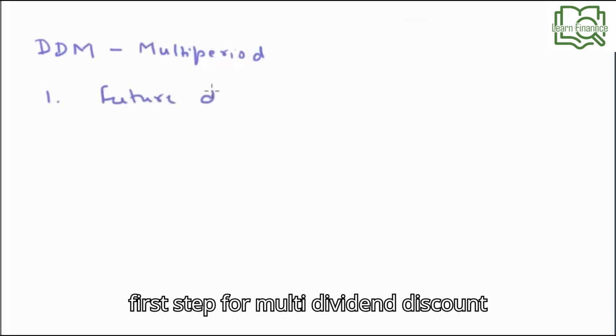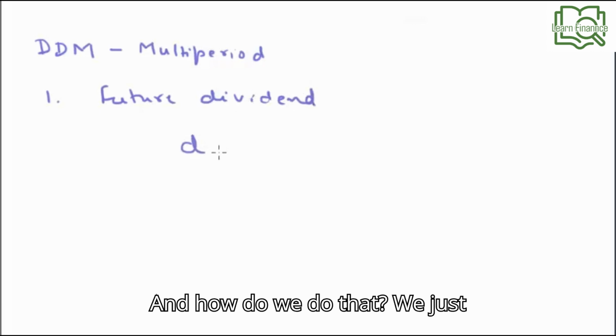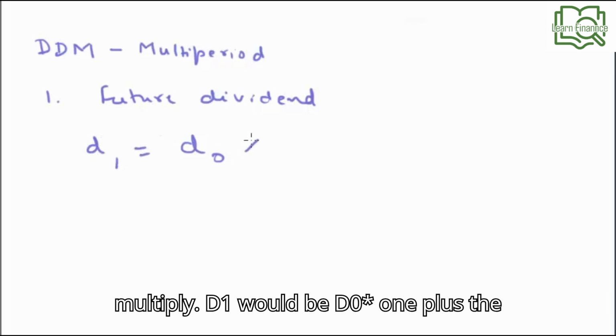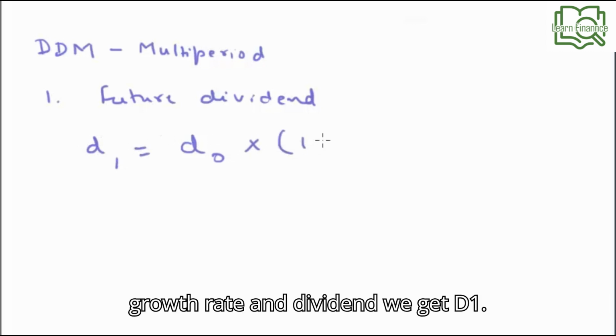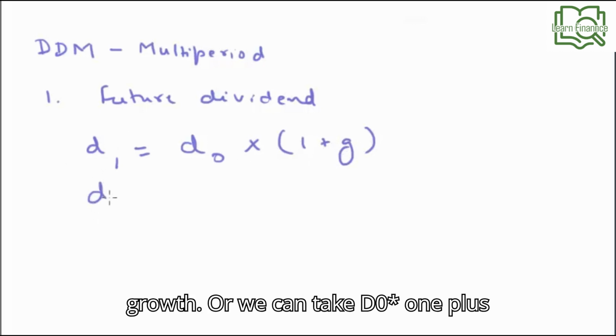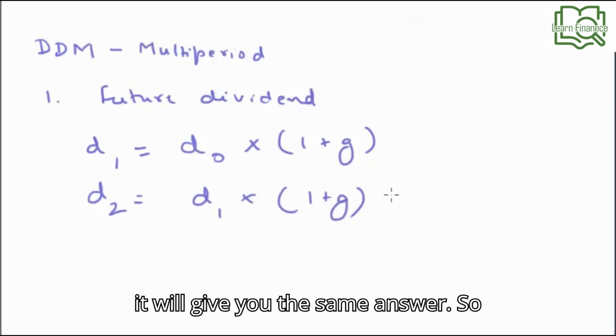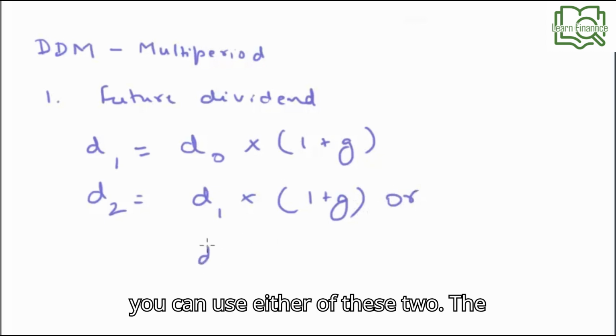The first step for multi-dividend discount model is to arrive at a future dividend. And how do we do that? We just multiply. D1 would be D0*1 plus the growth rate. Similarly, D2 would be D1*1 plus growth. Or we can take D0*1 plus growth rate raised to 2. So either way it will give you the same answer. So you can use either of these two.